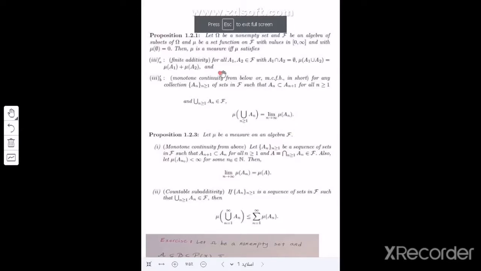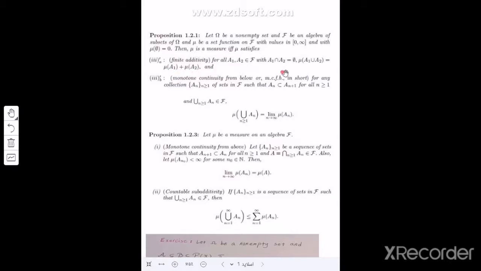Please see this proposition. This proposition is the one that I told you in the previous session. Here you see two other properties of measure: finite additivity and monotone continuity from below. What is finite additivity? For two sets A1 and A2 with this condition, in fact A1 and A2 are disjoint, we have mu of A1 union A2 is equal to mu of A1 plus mu of A2.